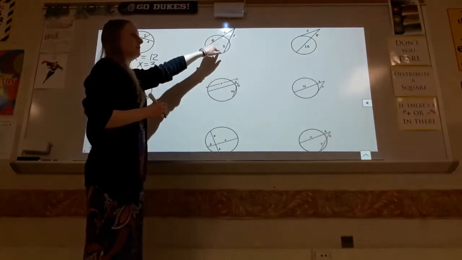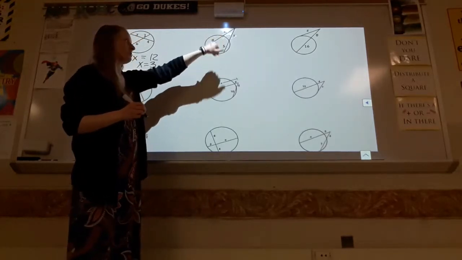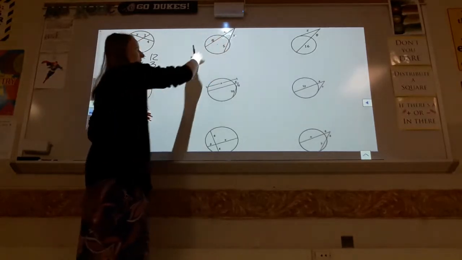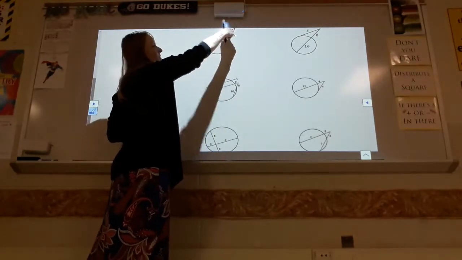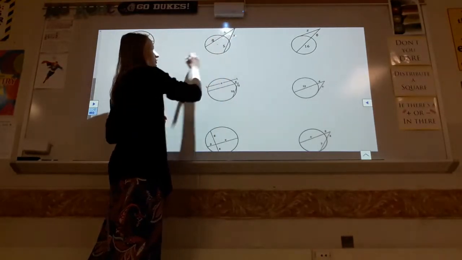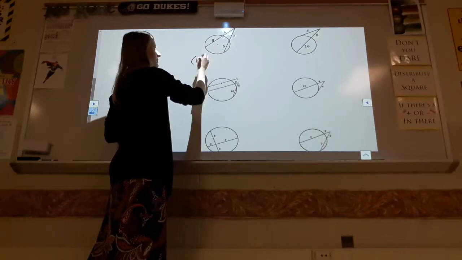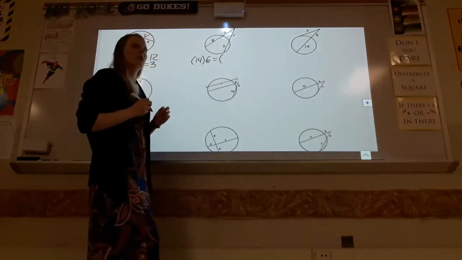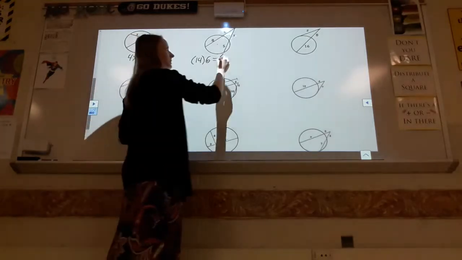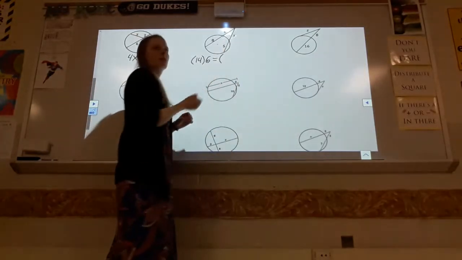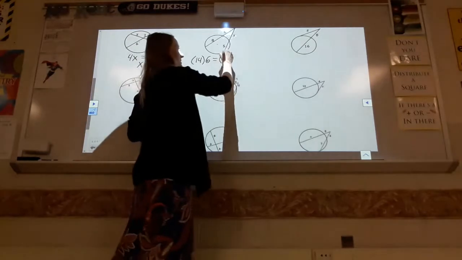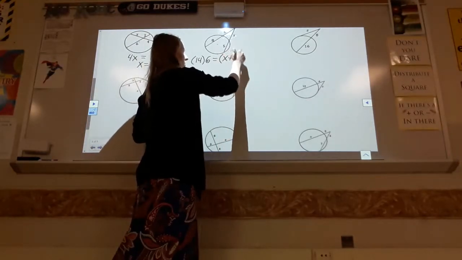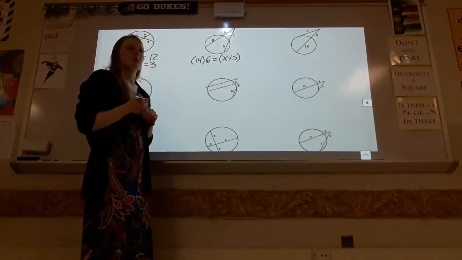So remember, this is the one where you do full times outer segment equals full times outer segment. So what is the full length of the first secant? 14. And what is the outer segment? 6. And I would set that equal to the exact same thing on the other side. What's the full length of the other secant? This one on the right. I'm going to write it in standard form, x plus 5, but it doesn't technically matter. And then what's the outer segment?